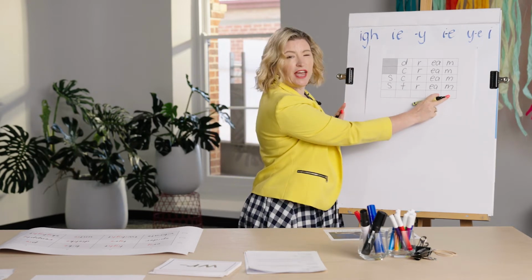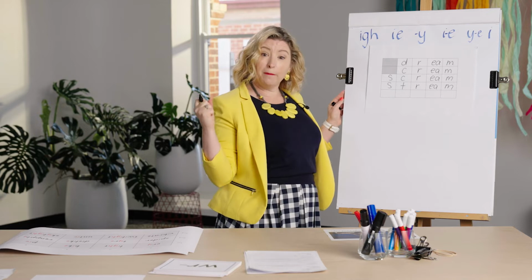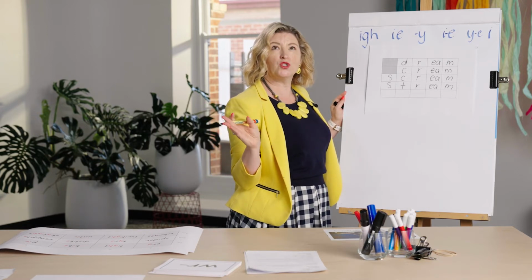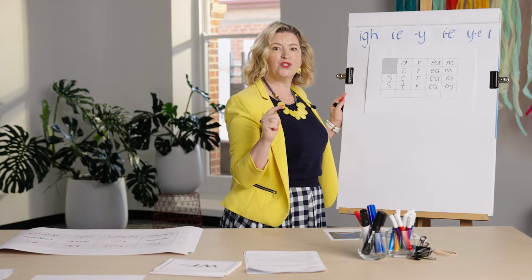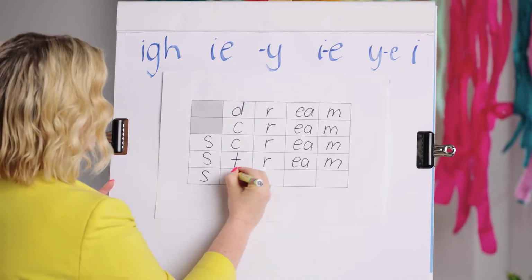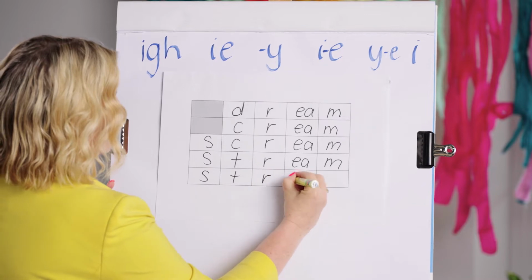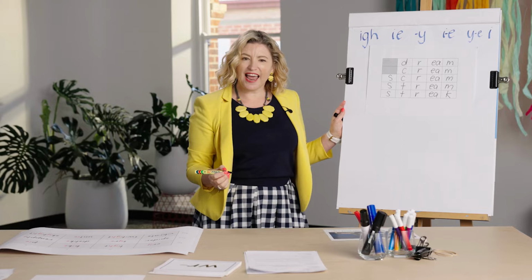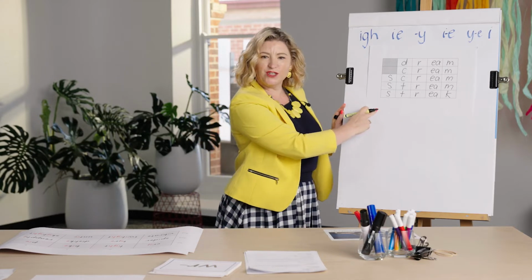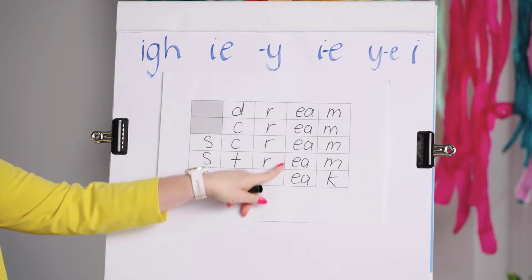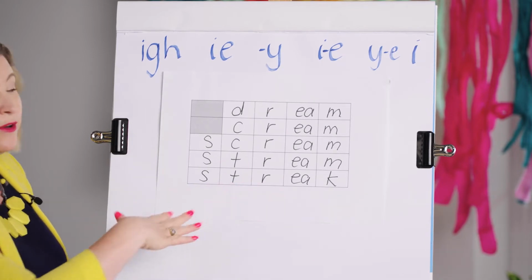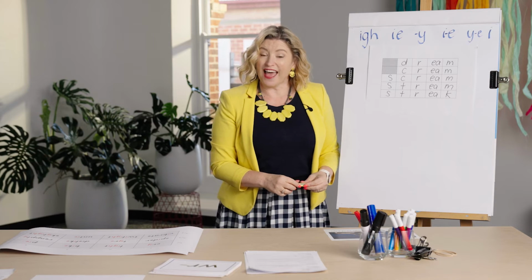We're going to change that final sound. We're going to take out the M and put in a K. What does that make? Stream to streak. Well done. Eek. We're on a winning streak, I think, today. You have done a great job. Can you see that we kept that long E sound in there the whole time? And then we built our word and made it a little bit bigger. Well done for that.